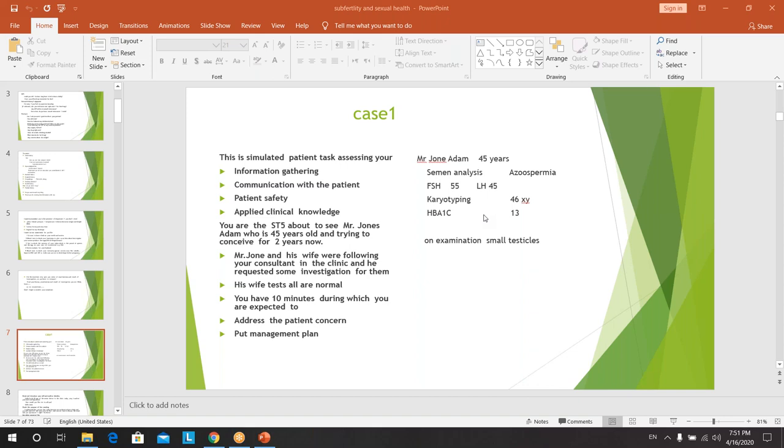Regarding the management plan, you didn't tell him that we need to repeat the semen analysis as soon as possible. If the semen analysis of the patient shows azoospermia, we repeat it as soon as possible, according to the RCOG guideline on male infertility. If the semen analysis shows oligospermia, we can repeat it after 3 months. But if the semen analysis shows azoospermia, we can repeat it as soon as possible.